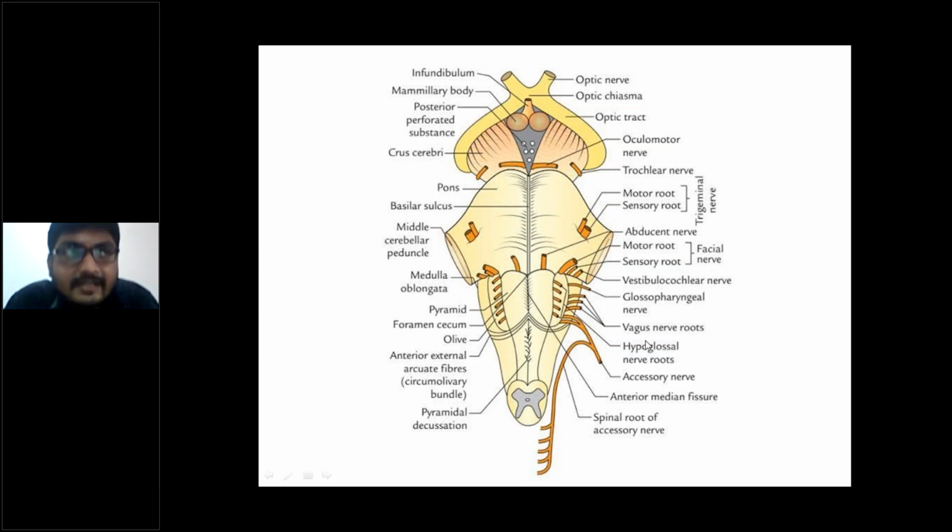What is the arterial territory affected in lateral medullary syndrome? In the previous class we have discussed. Roll number 73. What is the arterial territory in the lateral medullary syndrome?